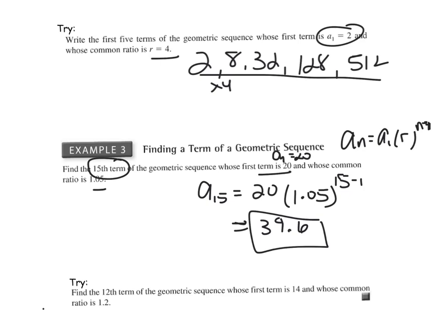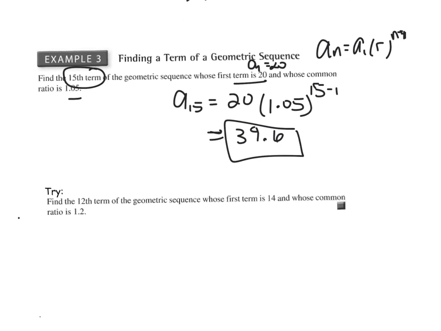I want you to try the same thing, but find the 12th term. Use the formula, whose first term is 14, and the common ratio is 1.2. All right, guys, hopefully you got 104.02. You had to do 14 times 1.2 to the 11th, because that's 12 minus 1. All righty, we are moving on.